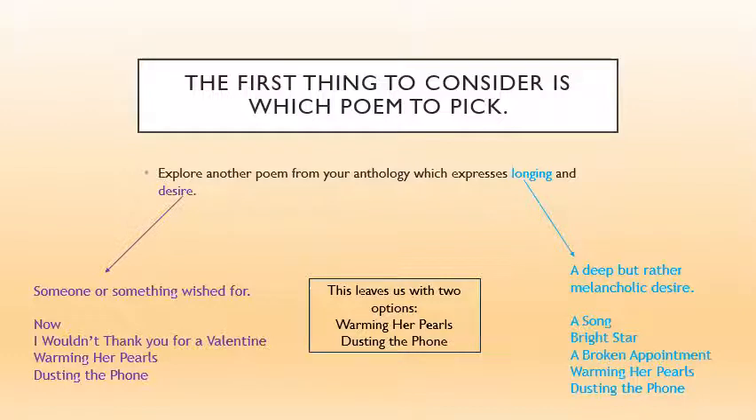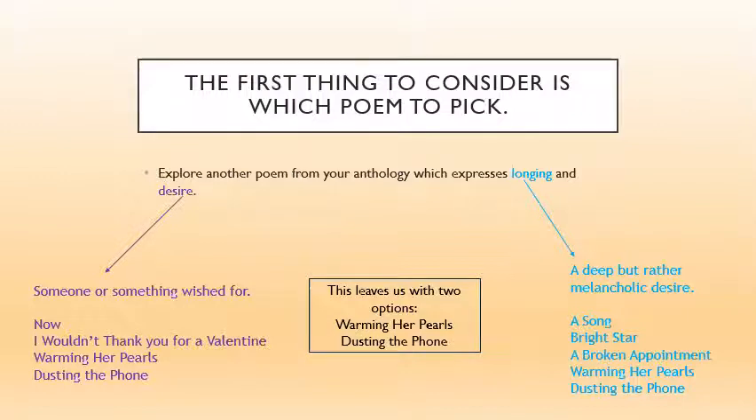Right, obviously the first thing we have to do is to decide which poem it is that we're going to talk about. So the question is, explore another poem from your anthology which expresses longing and desire. So the key words in the question are longing and desire. Longing means a deep but rather melancholic desire. Melancholic means a sort of sad, so it's a deep but slightly sad desire.